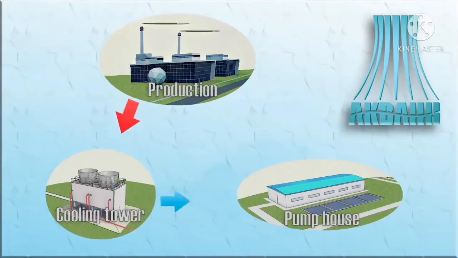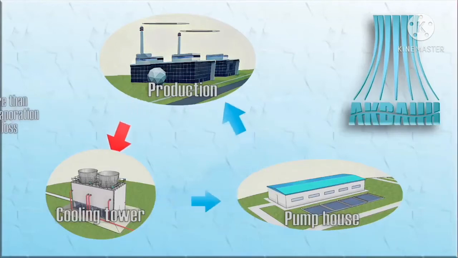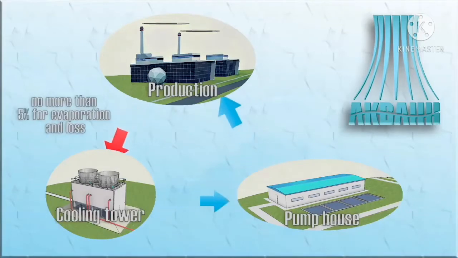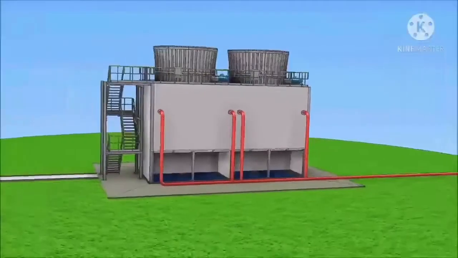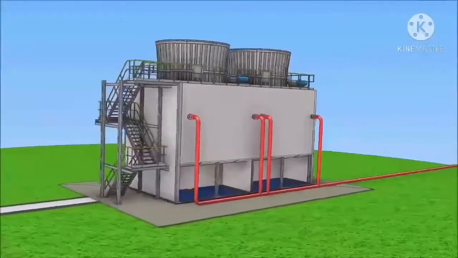After cooling, the main volume of recycled water is fed back into the process cycle. Usually no more than 5% of water is lost to evaporation, drip loss, leakage, and discharge into a blow-down system. Losses are replenished by fresh water makeup. So, how is the cooling tower working?